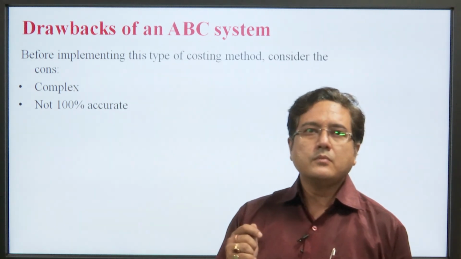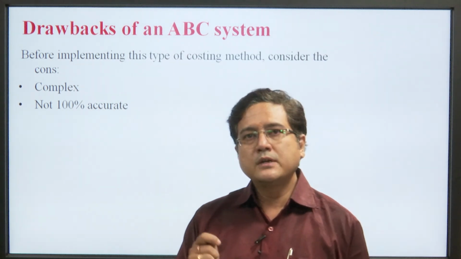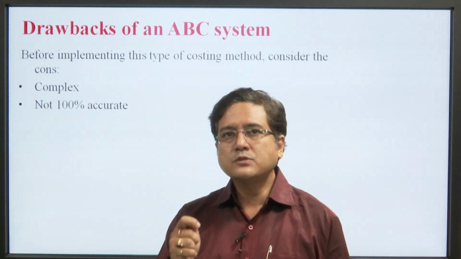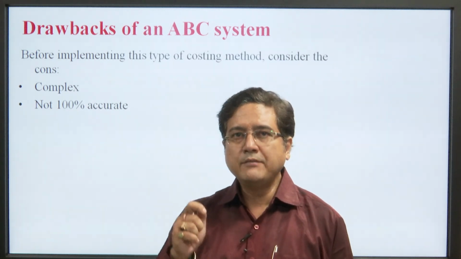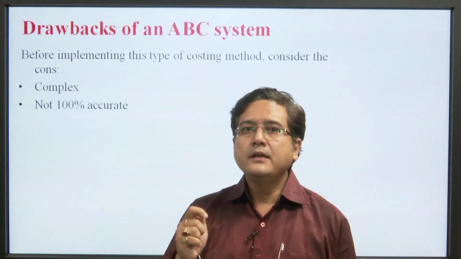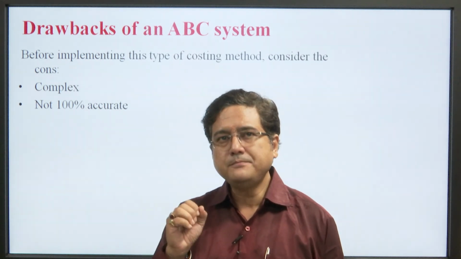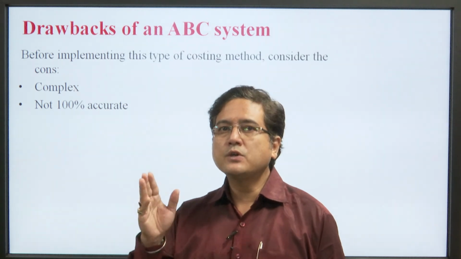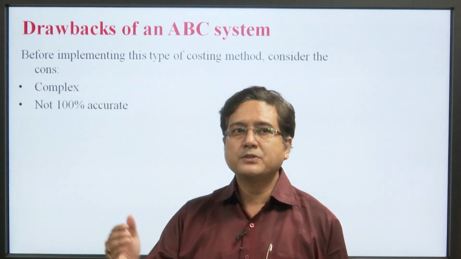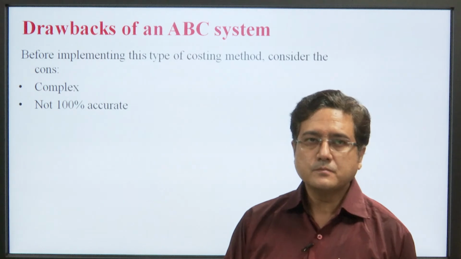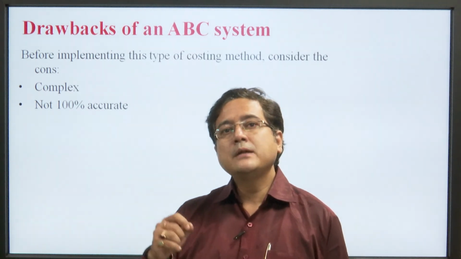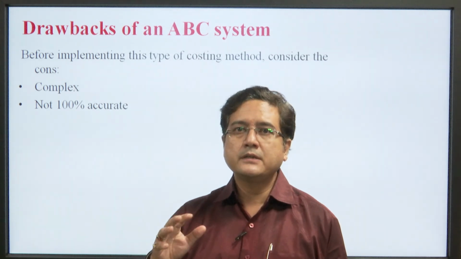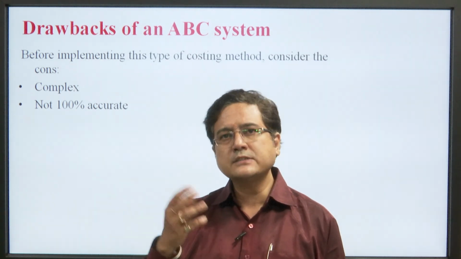It is very important to understand that every tool has its own drawbacks and benefits. Here, ABC costing has a little bit of complexity, because you need to break down the things, cost each and every thing, and then put it in the picture. Second, it is not 100% accurate, because no calculation in the world is 100% accurate. If you want to estimate the future, it is just an estimate.